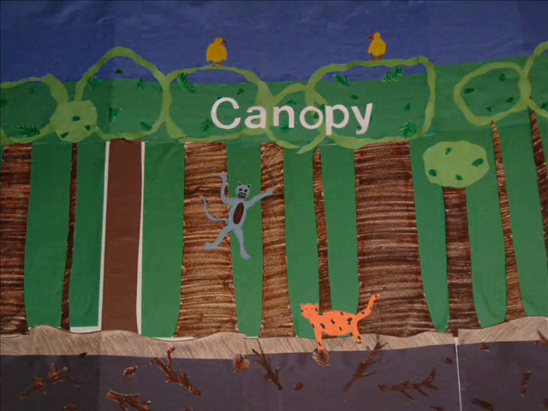The next layer of the rainforest is called the canopy. This layer includes many green leaves and branches. Much of the rain is stopped by all the thick leaves.